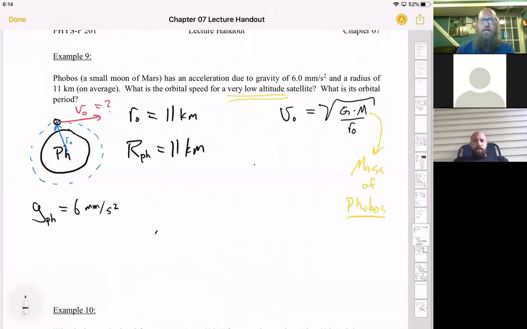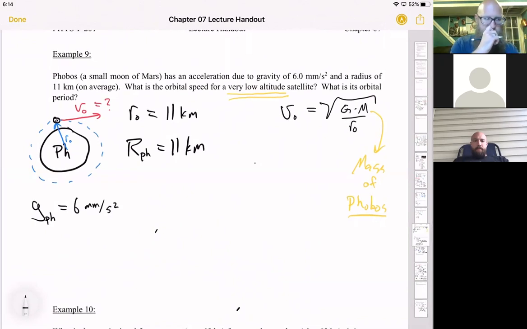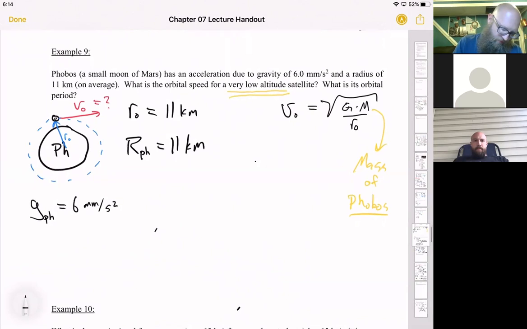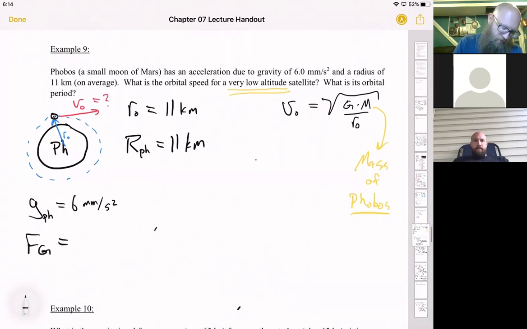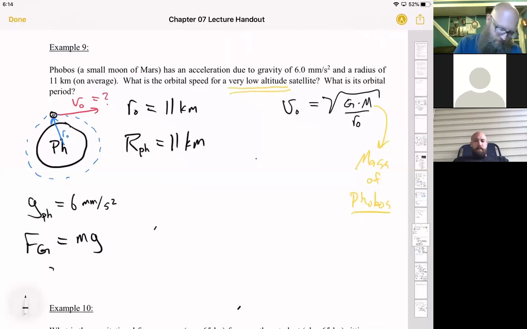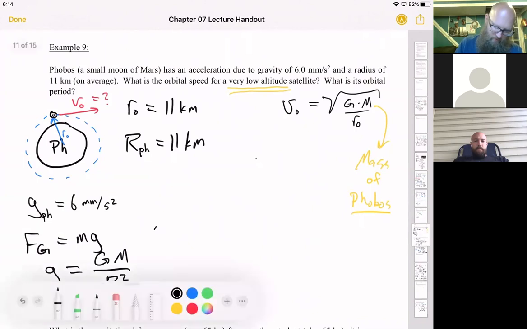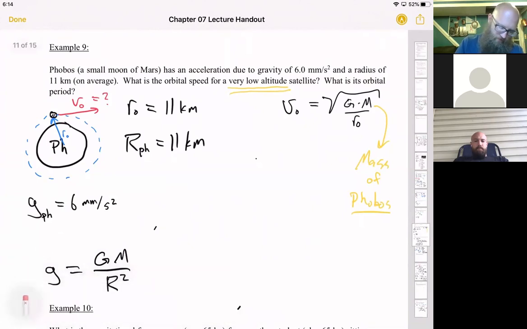Okay. Can I get the mass of Phobos out of that? The answer is yes. This is in another part of the video, I think, the universal gravitation video. Remember that if F sub G also needs to equal mg, you can use this expression to derive that g is GM over R squared. Do you guys remember that from the video?